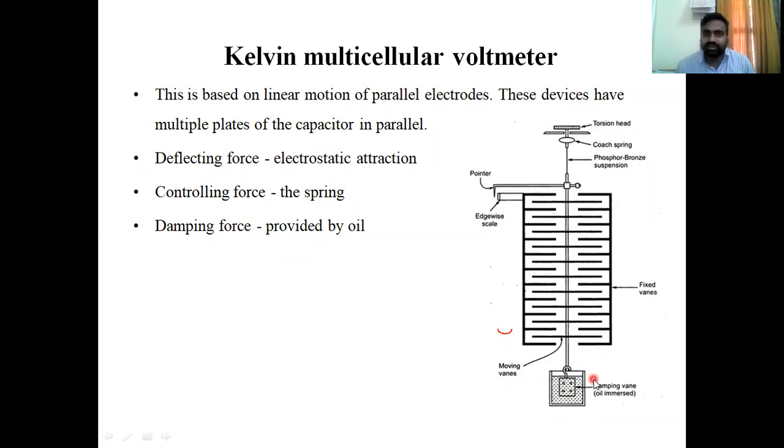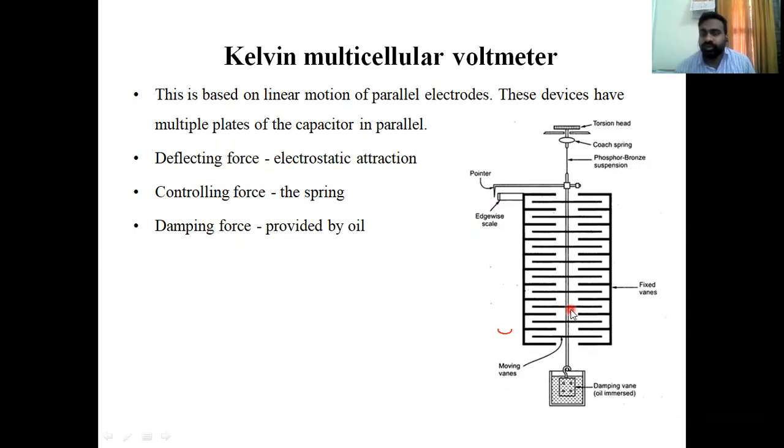So what will happen after the supply is energized? After the supply is energized, these fixed plates are charged with one polarity, and the movable plates are charged with the opposite polarity. Let us say fixed plates are charged positive, and movable plates are charged negative.